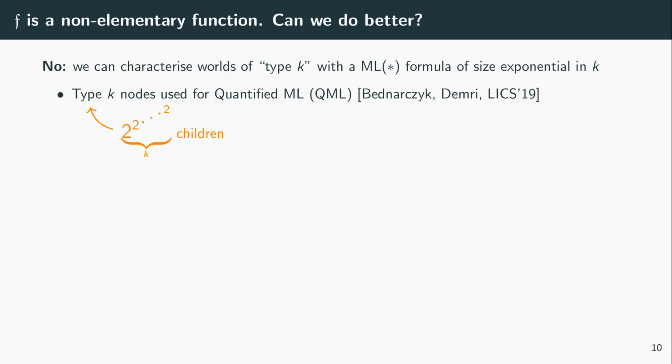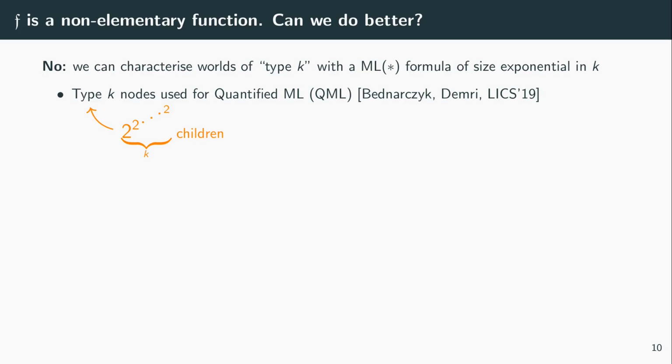And in the paper, we start by noticing that we characterize in ML star nodes of type K with a formula that is exponential in K. Now, a node of type K is a notion that was already introduced at LICS last year for quantified modal logic, which is a modal logic featuring second order quantification.